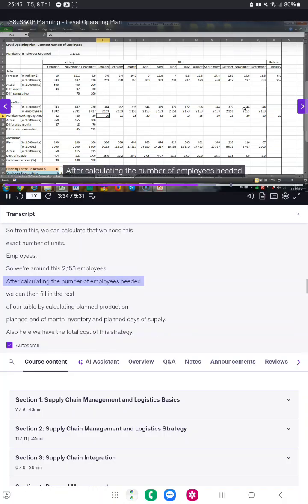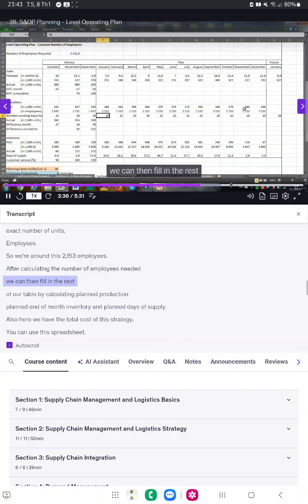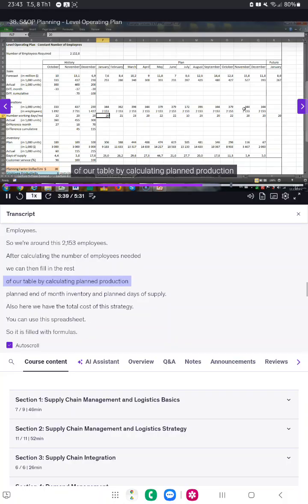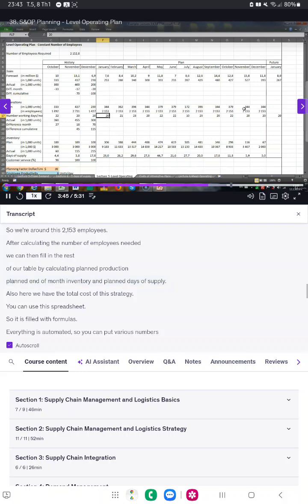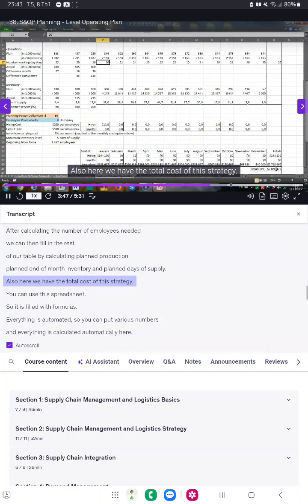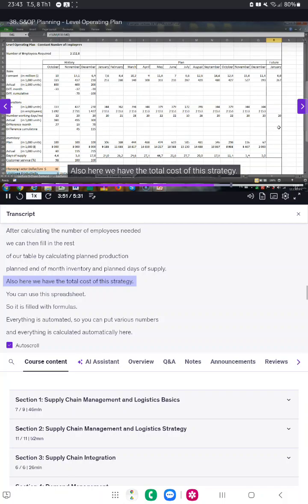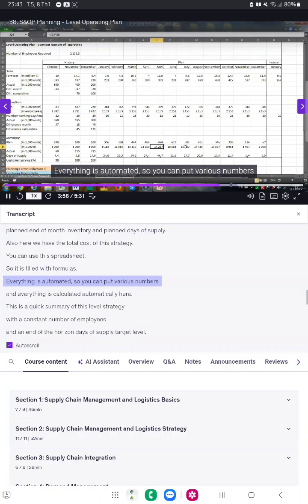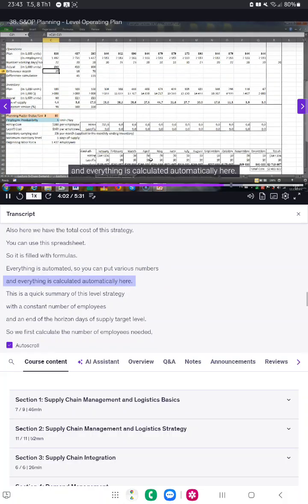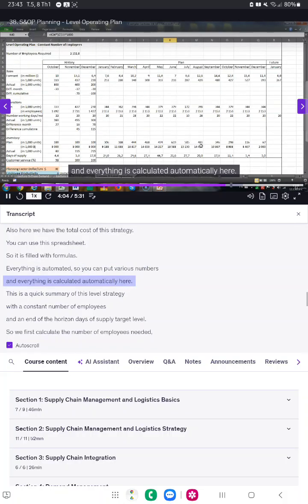After calculating the number of employees needed, we can then fill in the rest of our table by calculating planned production, planned end of month inventory, and planned days of supply. Also, here we have the total cost of this strategy. You can use this spreadsheet, so it is filled with formulas, everything is automated, so you can put various numbers and everything is calculated automatically here.